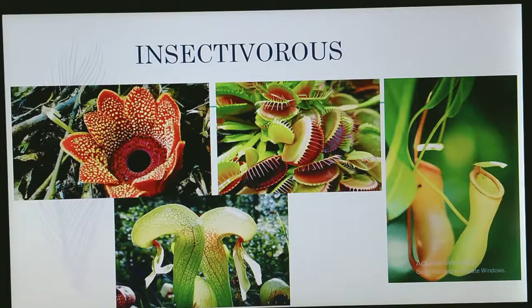The bright color of the pitcher attracts the insects. Inside the pitcher, there are several hair-like structures that trap the insect downward. When an insect sits on the pitcher, the lid closes and the trapped insect gets entangled in the hair. The insect is then digested by the enzyme secreted by the plant. These are a few examples that have been shown in front of you.